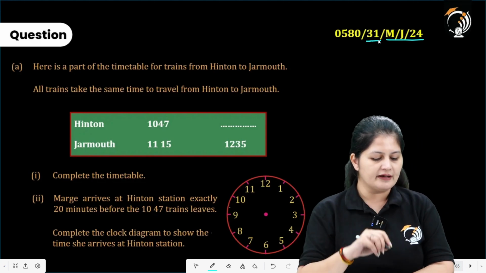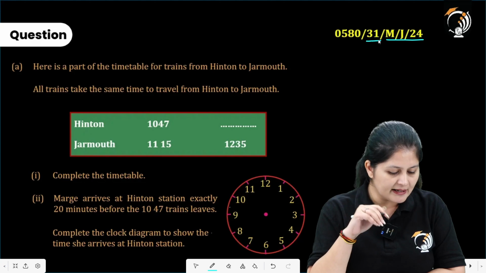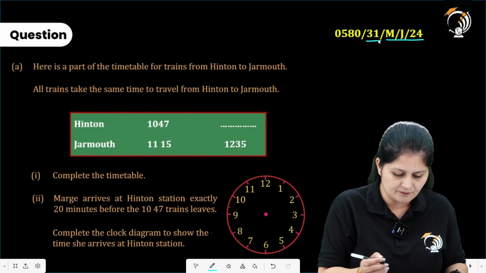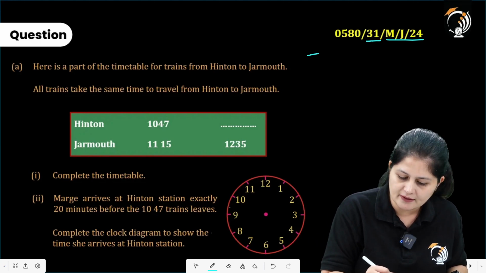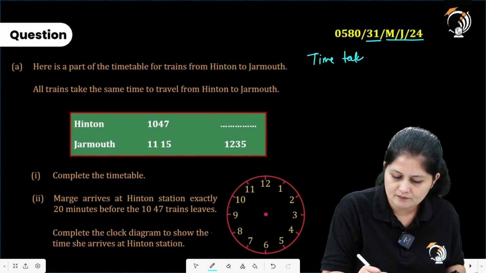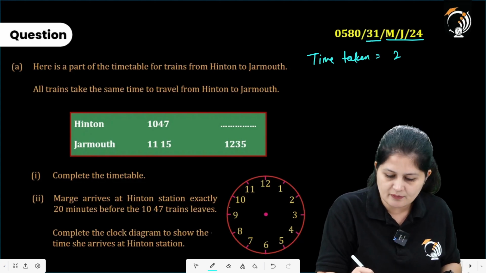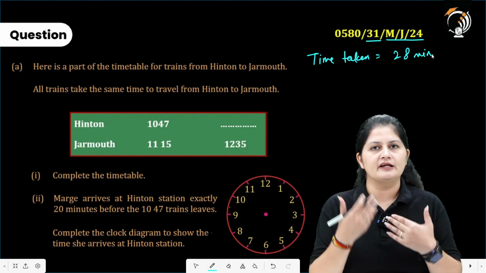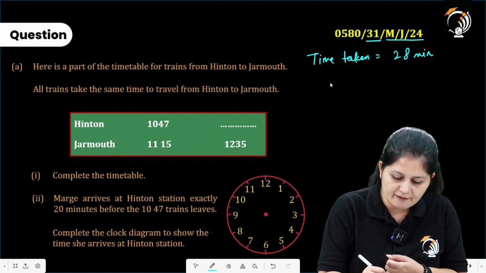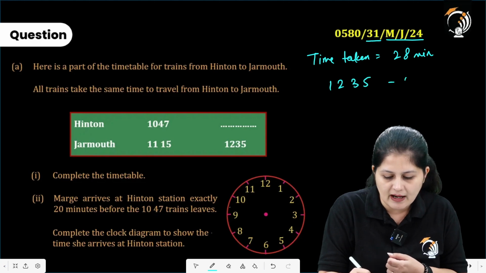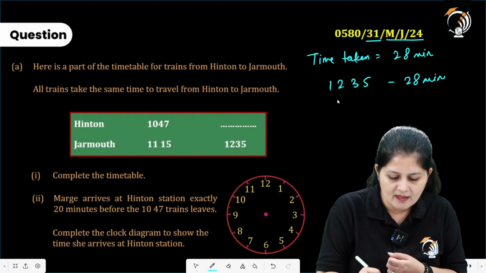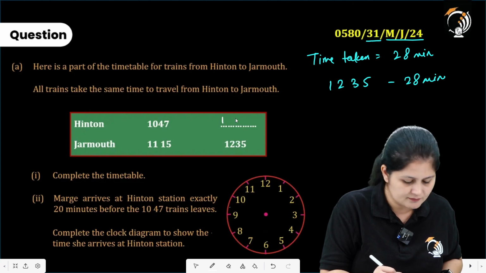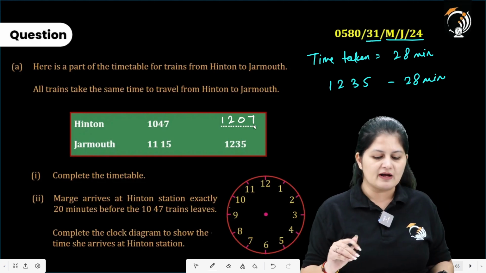So here if we need to find out the time taken by the train to travel between the two stations, let's firstly calculate the time taken. So here the time taken is equal to 28 minutes, right? So in that case, the train must have left Hinton 28 minutes earlier. So we are just going to do 1235 minus 28 minutes, which is coming out to be, let's write the answer, 1207. So we have completed the timetable.